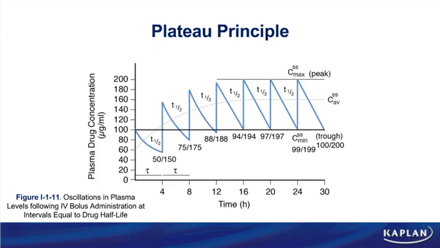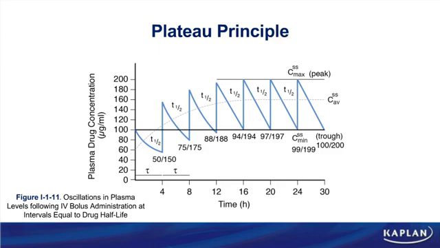Eventually, notice how the graph is going to level off. It's going to plateau. On the far right side of this graph, you can see that we have reached steady state. Again, that's why we call it the plateau principle. When the curve plateaus, you have reached clinical steady state.